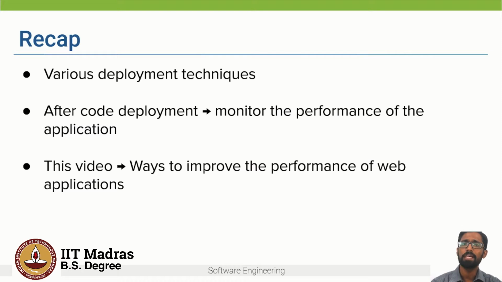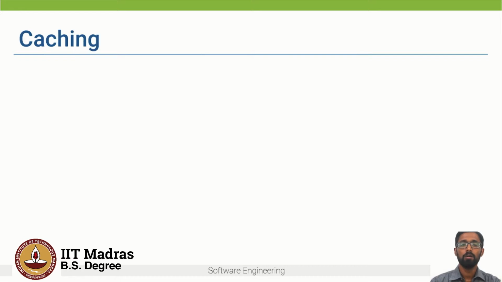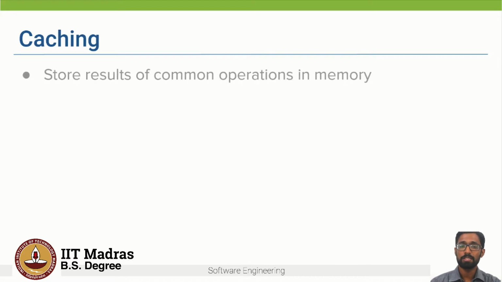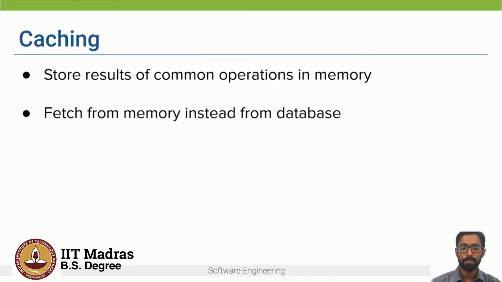So what are some ways in which we can improve the performance of our software? One way is to do caching. What is caching? Caching stores results of common operations in memory, and this helps to reduce the load on servers. For example, when the client requests some data, instead of fetching that data from the database, it can retrieve it from the memory, and retrieving from memory is faster.